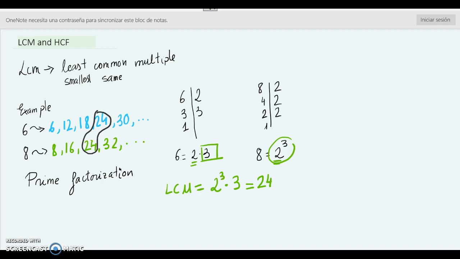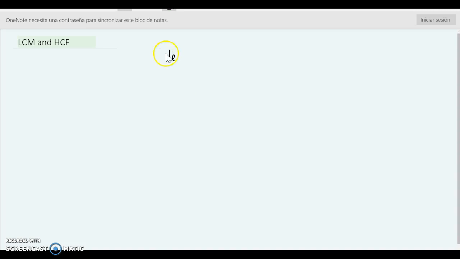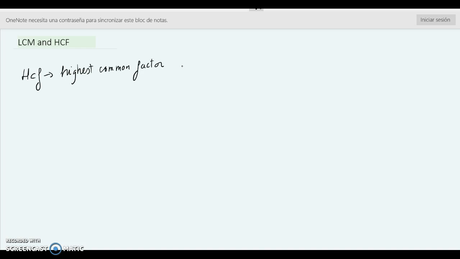So we will practice more next day with the LCM. Let's see now the HCF. So let me clean all this. So the HCF means the highest, this is biggest, common factor. Factor is a divisor. Okay?